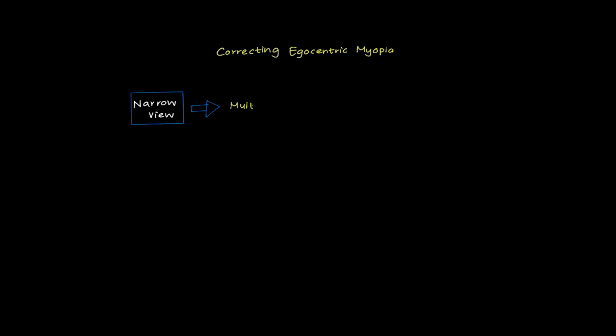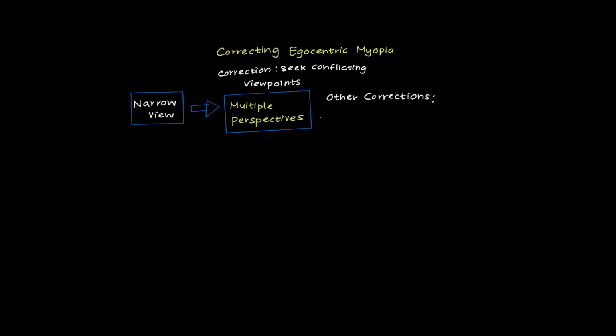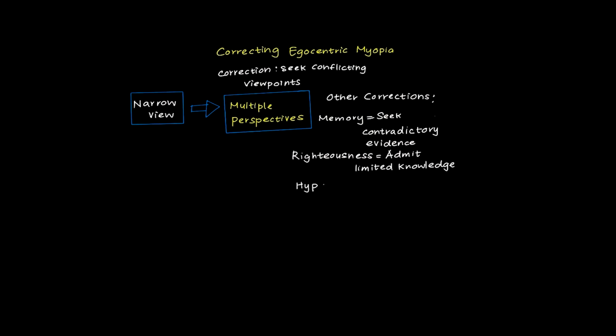She's correcting egocentric myopia. Myopia means adopting an overly narrow point of view, and the fix is deliberately seeking conflicting viewpoints. Egocentric memory is corrected by seeking contradictory evidence, not just conflicting viewpoints. Egocentric righteousness is corrected by reminding yourself how little you actually know. Egocentric hypocrisy is corrected by comparing your standards and actions to expose contradictions.